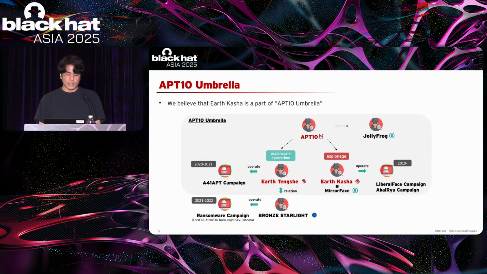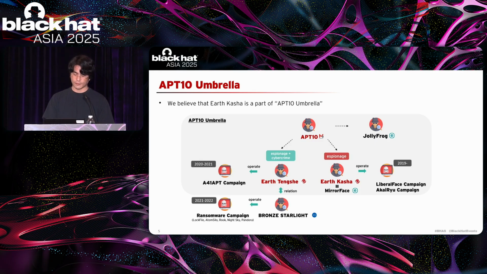Actually, Earth Kasha is not a new threat actor. They have a long history. We believe Earth Kasha is a part of the APT10 umbrella, which is a broader concept of threat actor grouping, including APT10 itself. APT10 is another China-aligned threat actor, active since at least 2006. But now APT10 is becoming a much bigger group conducting several campaigns with different motivations. For example, Earth Tensha conducted espionage and also financially motivated campaigns during 2020 and 2021. On the other hand, Earth Kasha has been focusing on espionage campaigns for a long time.